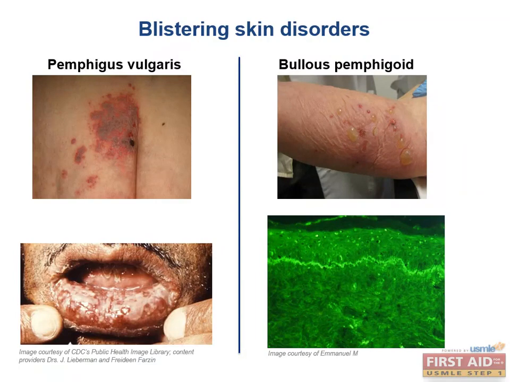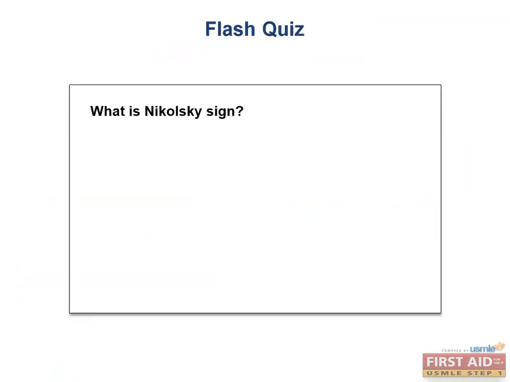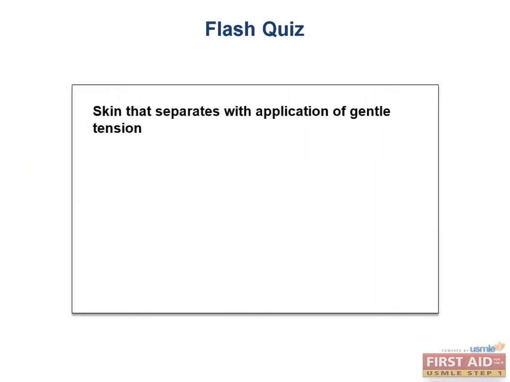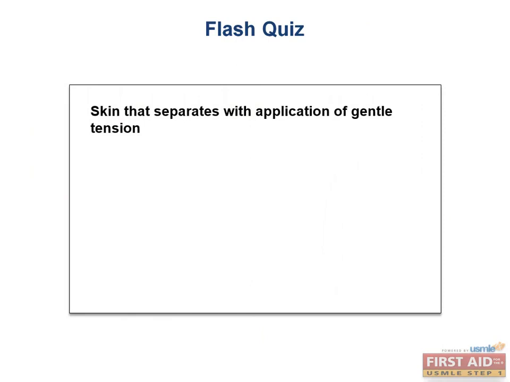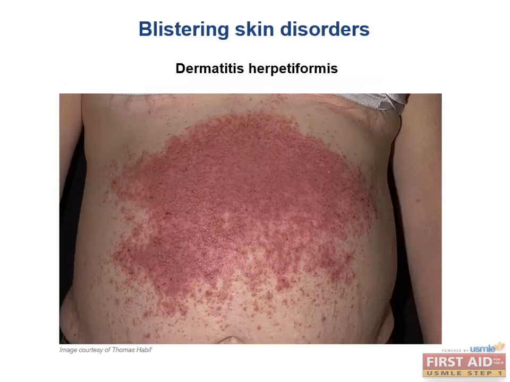So which would you rather, Pemphigus vulgaris or Bullous Pemphigoid? Pemphigus vulgaris is potentially fatal, and your skin sloughs off with a slight touch, so I think that I would go with Bullous Pemphigoid. Let's have a flash quiz. What is Nikolsky sign? It is skin that separates with a gentle application of tension. Ouch!